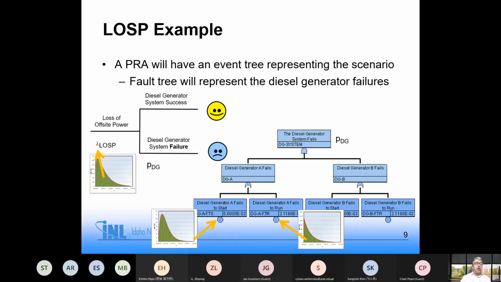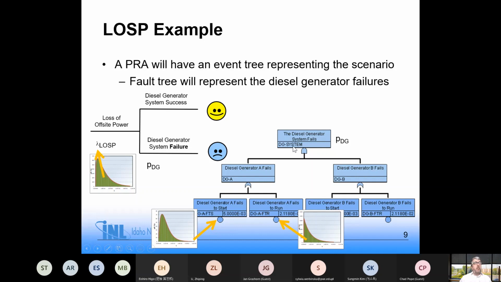And then we look at what it takes for diesel A to fail. Well, I have two failure modes that I'm going to worry about. I could have more, but in this simple example, I have two. I have the diesel fails to start, the FTS, and the diesel fails to run, FTR. If either one of those things occur, I don't get through that 6-hour mission time. I don't provide the plant with electrical power to run pumps and do other things. So that's a failure, and either one of these can fail the diesel.